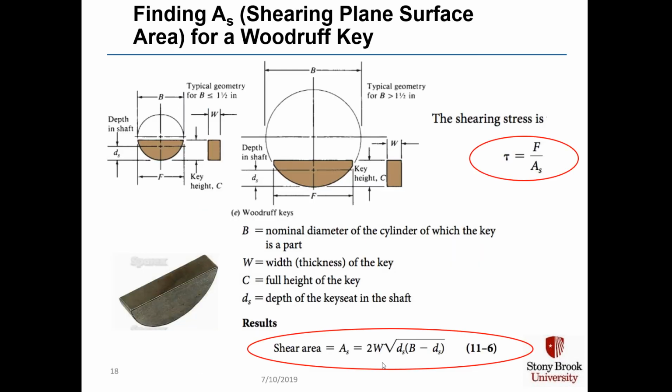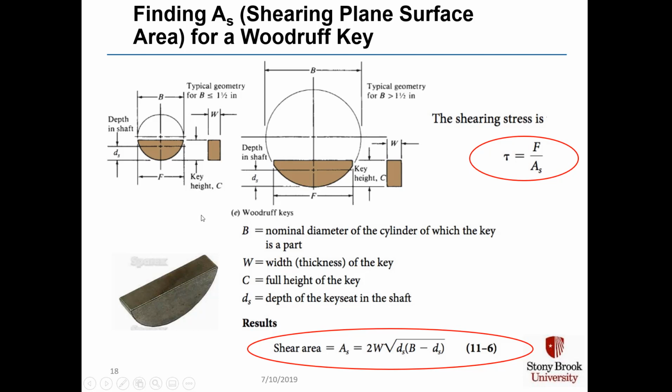In these slides, we will discuss how you calculate key lengths and minimum acceptable torques for Woodruff keys. And in this slide, we find the shearing plane surface area, A sub s, for a Woodruff key. Here's our diagram on the top from before. Slightly different shape to the Woodruff key depending on whether the shaft diameter B is less than 1.5 inches or above. When the shaft gets over 1.5 inches, they tend to put a little flat here on the edges, as opposed to for the small ones where they machine it all the way to a point.